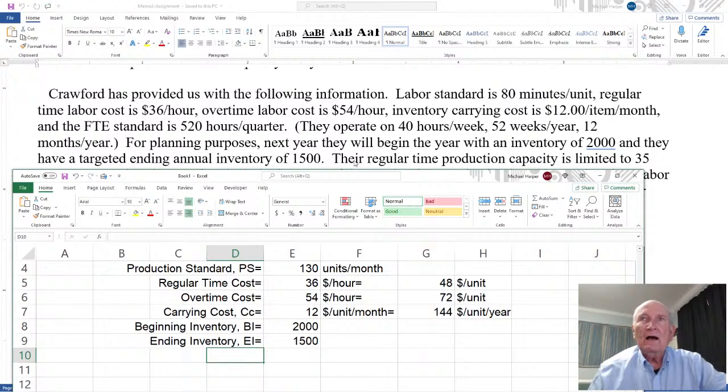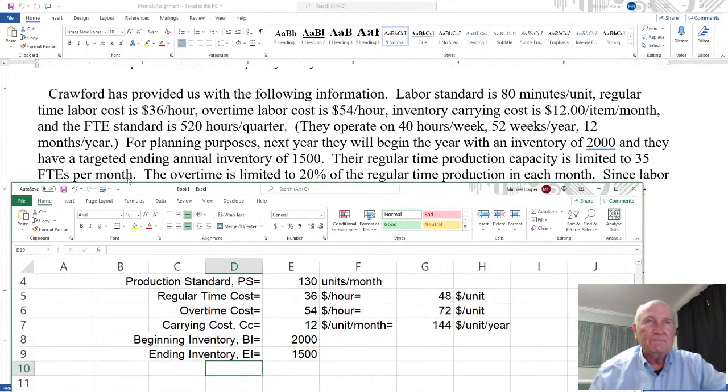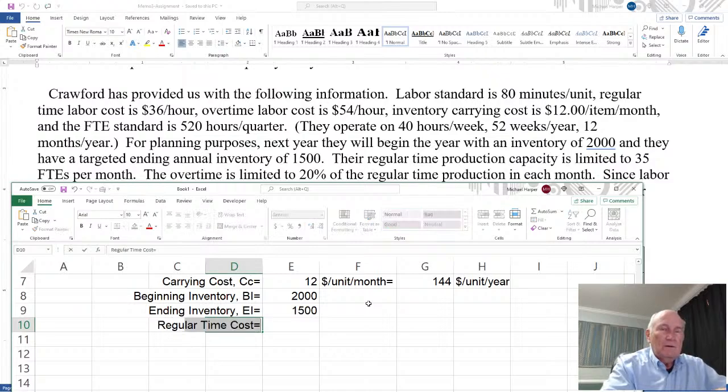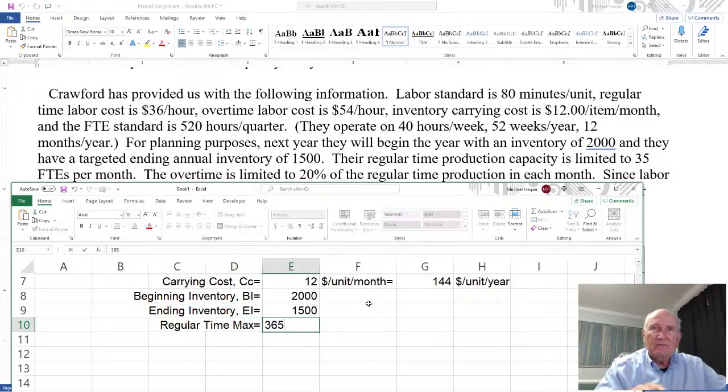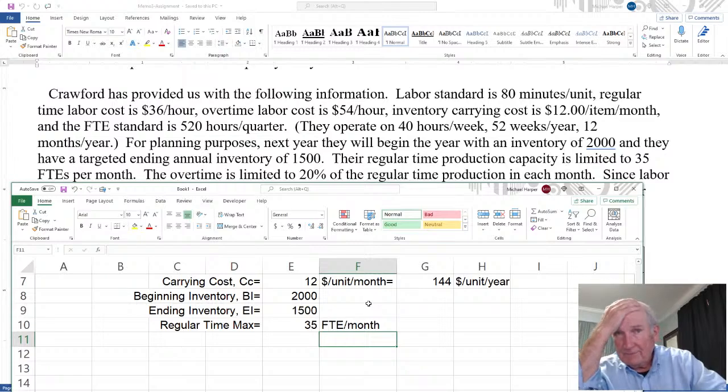Let's see here. Their regular time production capacity is limited to 35 FTEs per month. Okay, that's going to be important. So this one, we're going to have our regular time max equals 35 FTEs per month. That's a max. We can't go above that.